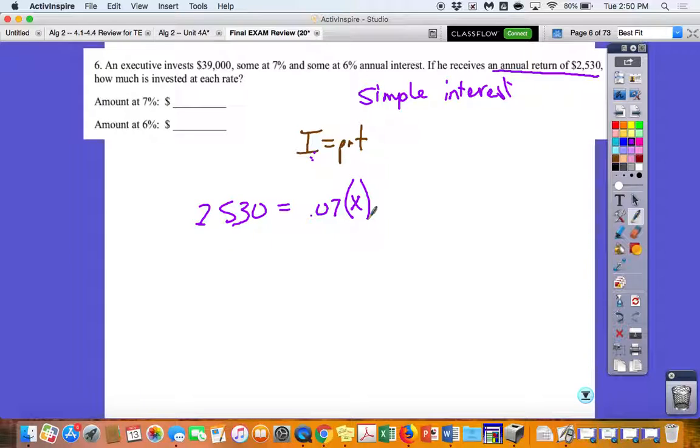No reason for the parentheses. Sorry about that. Plus, then he's got 6%. Now here you need parentheses because you don't know how much it was, but you know how much the total was. The total was $39,000. Well, you want the balance. So if you all remember, we had one of them as X and one of them as total minus X. So that's where I'm getting this, is the total minus X problems.